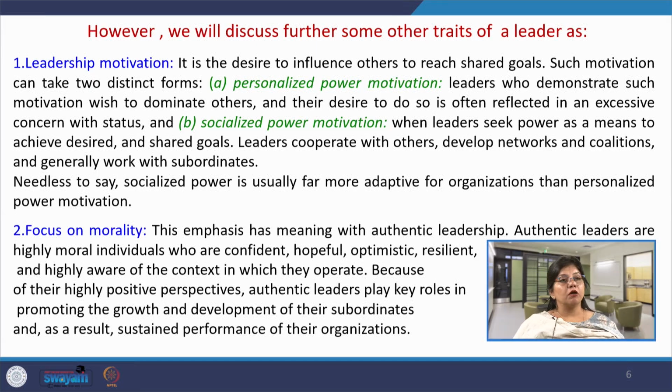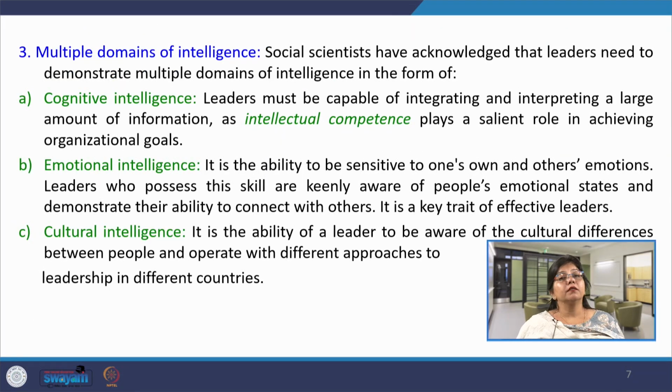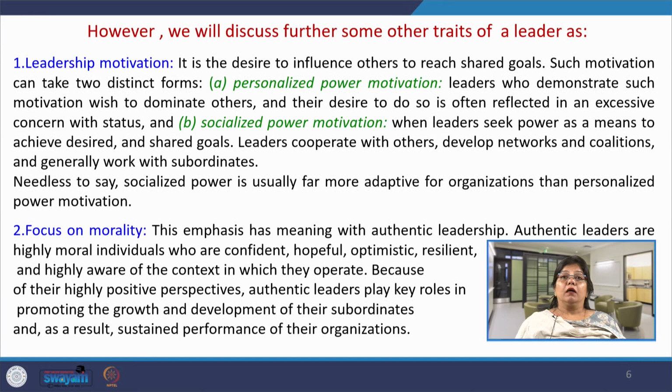We have just talked about some behavioral aspects of a good leader. Right now on this slide, we are going to talk about some other traits of a leader in terms of their intentions, in terms of their morality and in terms of their intelligence. So, first is leadership motivation. So, what is the motivation behind the leadership of an individual employee?